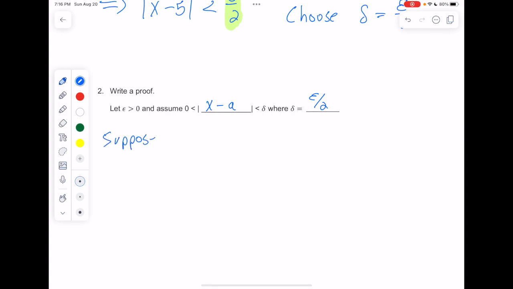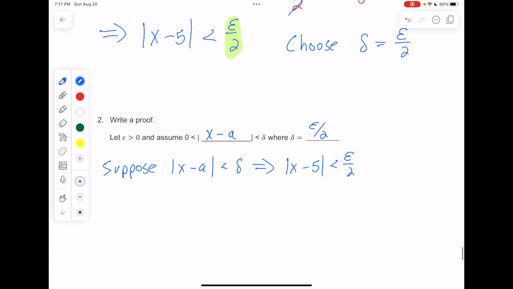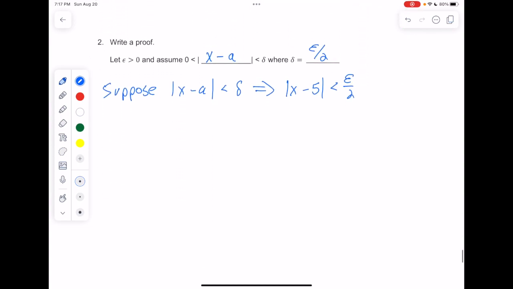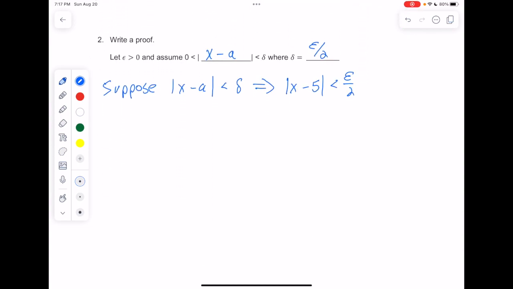Suppose that the absolute value of x minus a is less than delta. What does that mean? That means that the absolute value of x minus 5 is less than epsilon over 2. And now what we're going to try and do is kind of work backwards from the scratch work we did up here and end up at the absolute value of f of x minus L. So we want to start trying to make this look like f of x minus L.